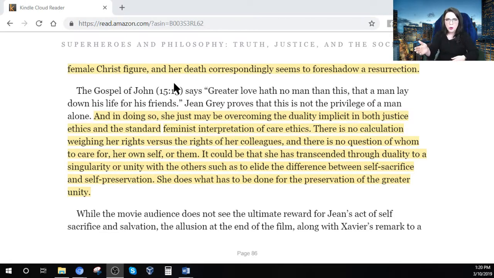Now, we all know that later on she does come back as the Phoenix. That happens in another movie. But I like how Housel still remains on this one act within her essay, and now she pulls in the Gospel of John, and she says, "Greater love hath no man than this, that a man lay down his life for his friends." And she says that Jean Grey proves that this is not the privilege of a man alone.